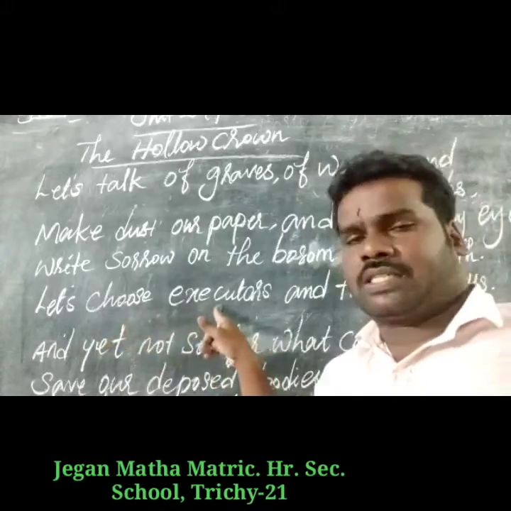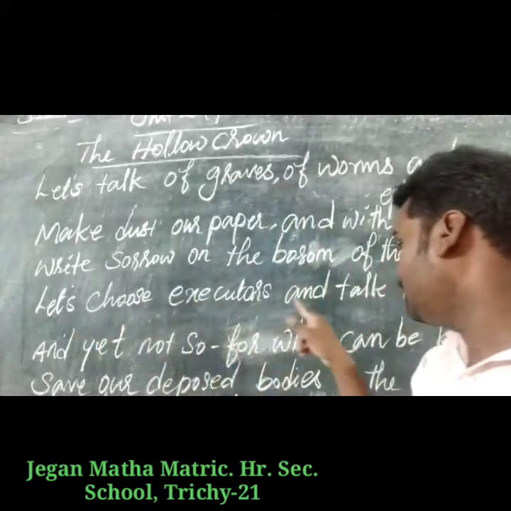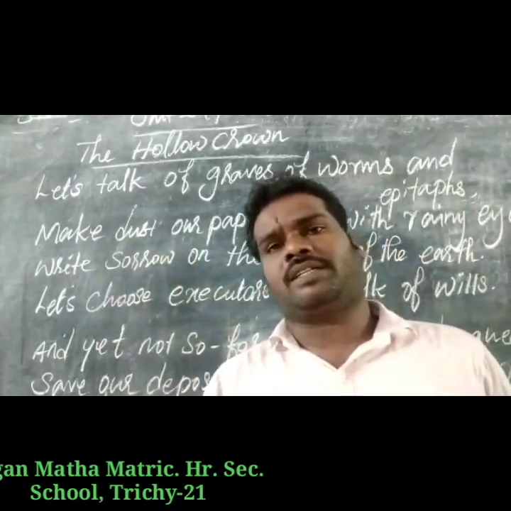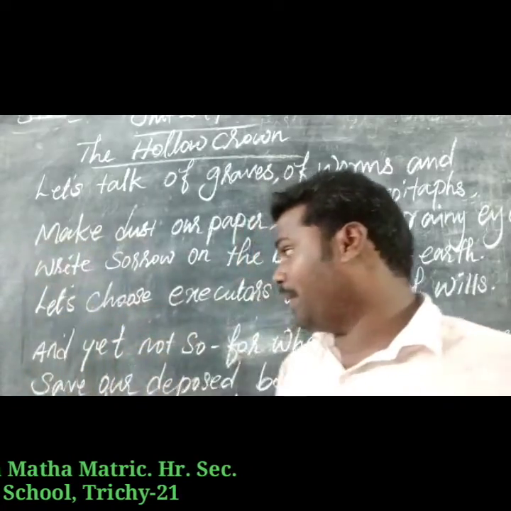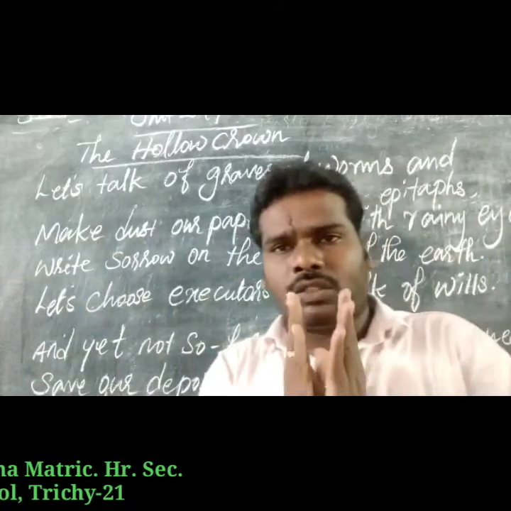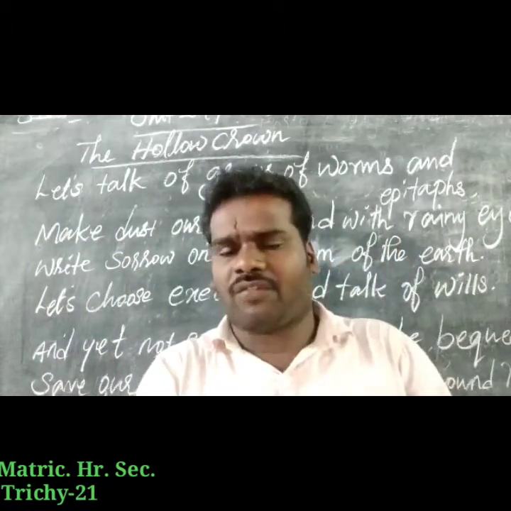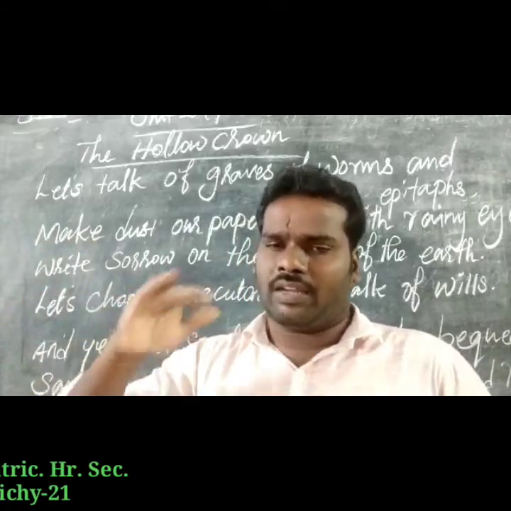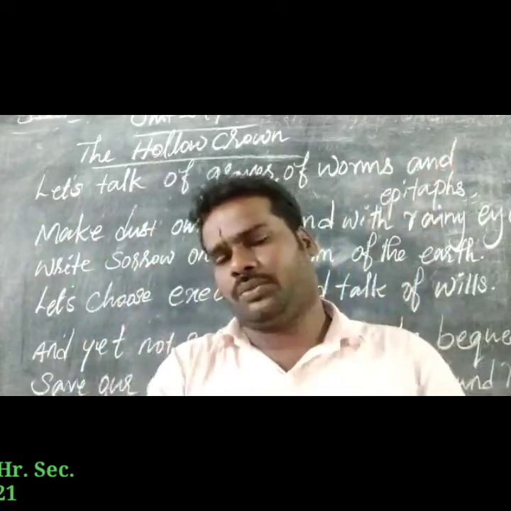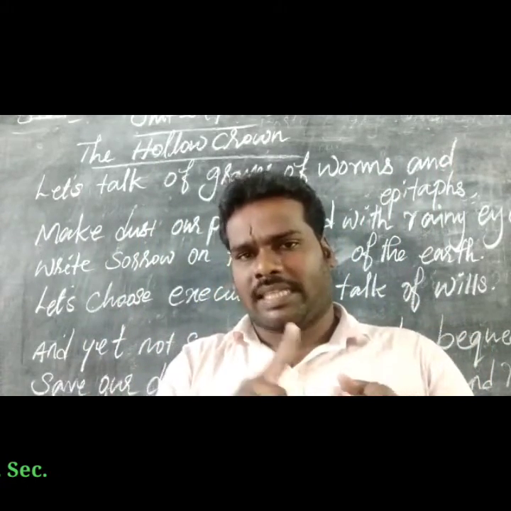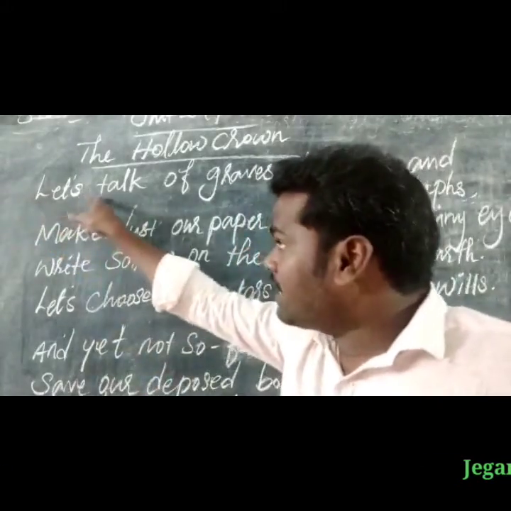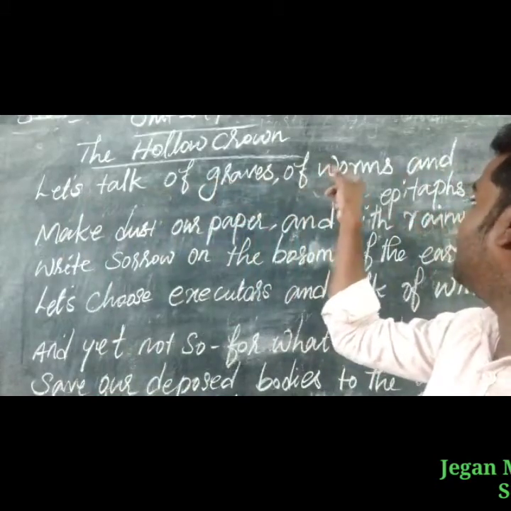Let's choose executors and talk of wills. Wills means a legal document. If we have any documents, the proof of our way of life, we have to communicate them to others who are left. A good way of life, a good attitude and character, everything will be shown. Okay, again I repeat the first stanza. Let's talk of graves, of worms and epitaphs.